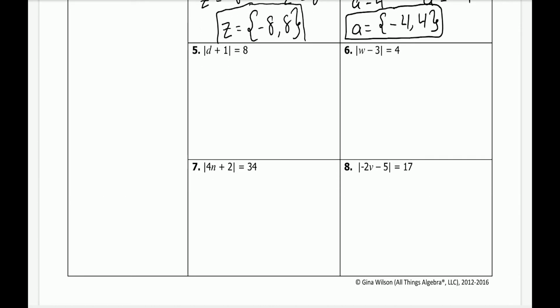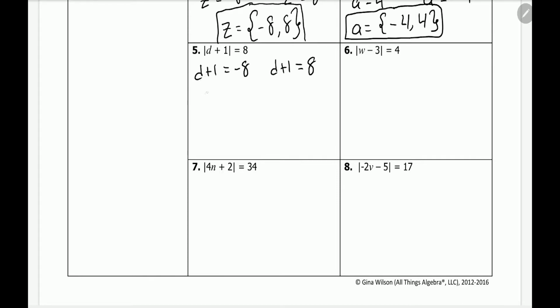So number 5 is the absolute value of d plus 1 is equal to 8. We take what's inside the absolute value, so d plus 1, and set it equal to something. We go over to the other side of the equal sign, it's 8, so that means we're going to have a negative 8 and a positive 8.